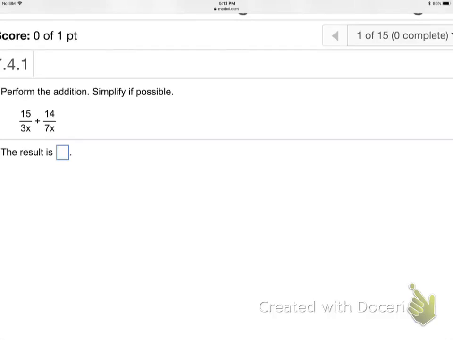Okay, here's section 7.4 and problem number one. In this case, we cannot add these because they do not have the same denominator. For fractions to be added, you've got to get a common denominator. Let me rewrite it here a little bigger.